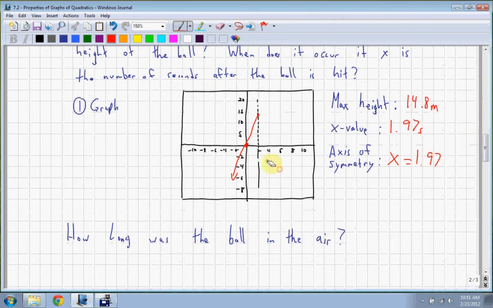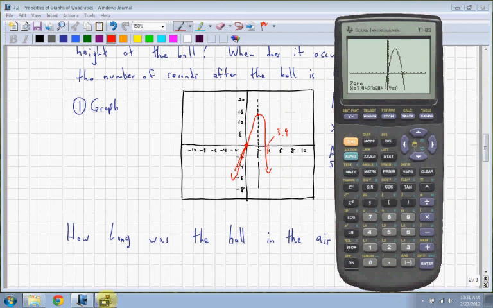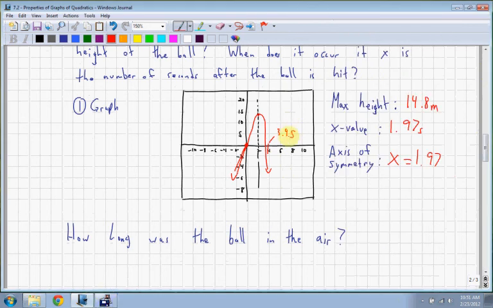Let's change our graph here. So it's going to go down through the axis. It's going to go up to the maximum point there. It's going to come down. It's terrible. So it's going to be 3.9, what was it? 3.95. So how long was the ball in the air?